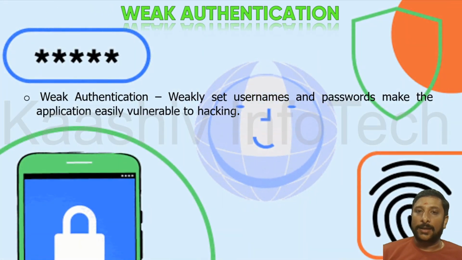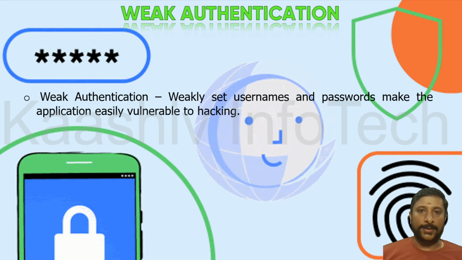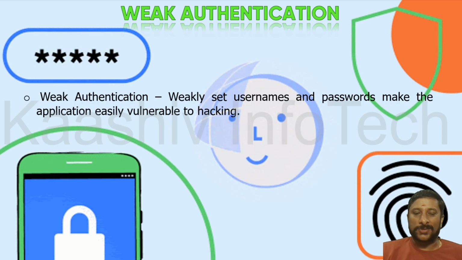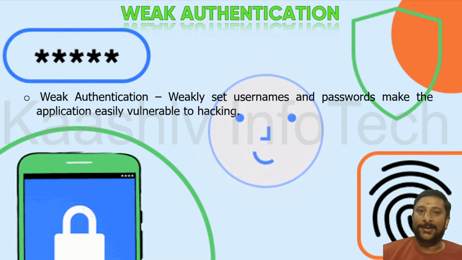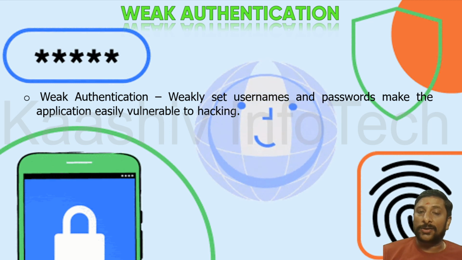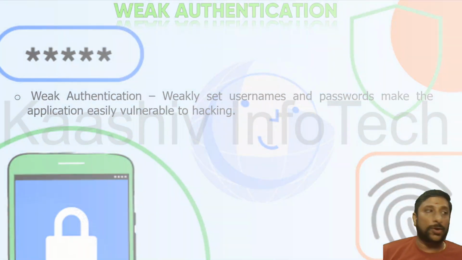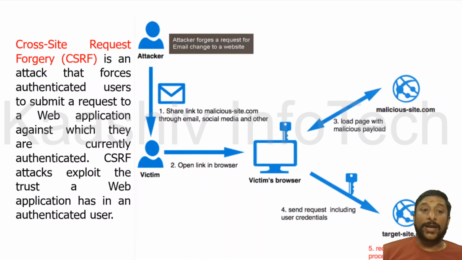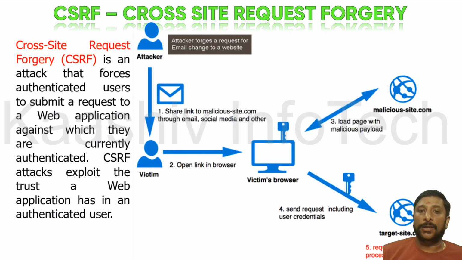Weak authentication. What's your name? Venkat. So maybe this guy's username and password is Venkat, and it's logged in. That is weak authentication. Don't have weak authentication; have a very strong username and password. Okay, cross-site request forgery: the attacker will be sending some emails to the victim.